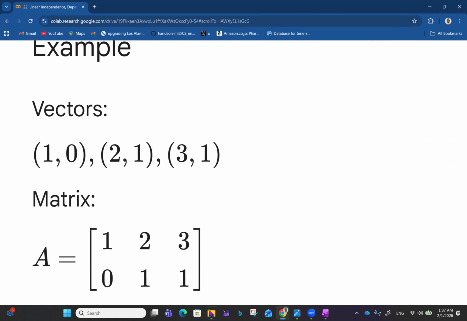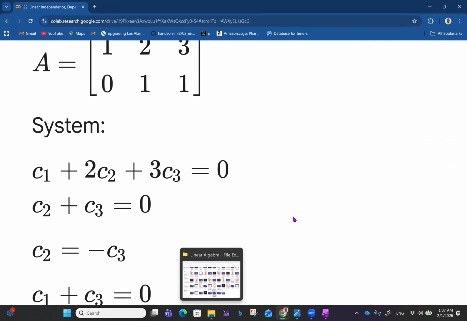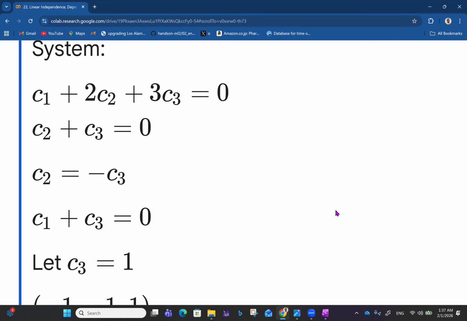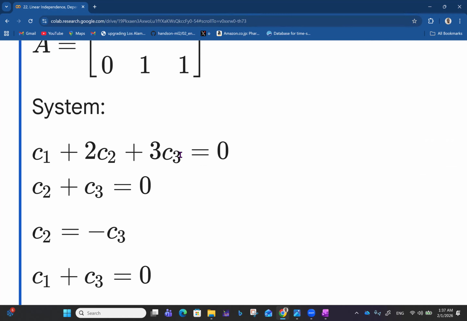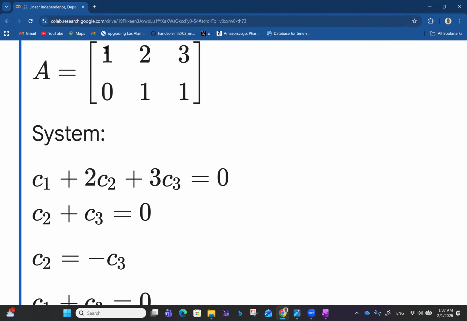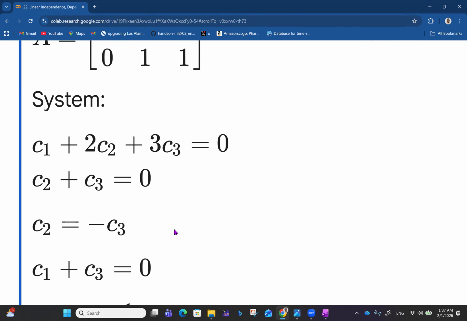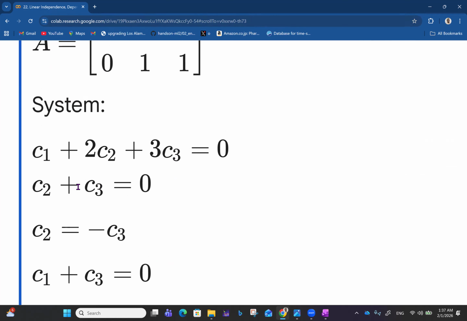So you have 1, 0, 2, 1, 3, 1 like this. Then you form the system. The system is basically C1 plus 2C2 plus 3C3. And for the next line, you have C1 is not there because it's multiplied by 0. C2 plus C3 equals 0. So from here now, you know that C2 is equal to minus C3, right? And by the time you substitute C3 here, you have minus 2C3 plus this. So you have C1 plus C3 equals 0.